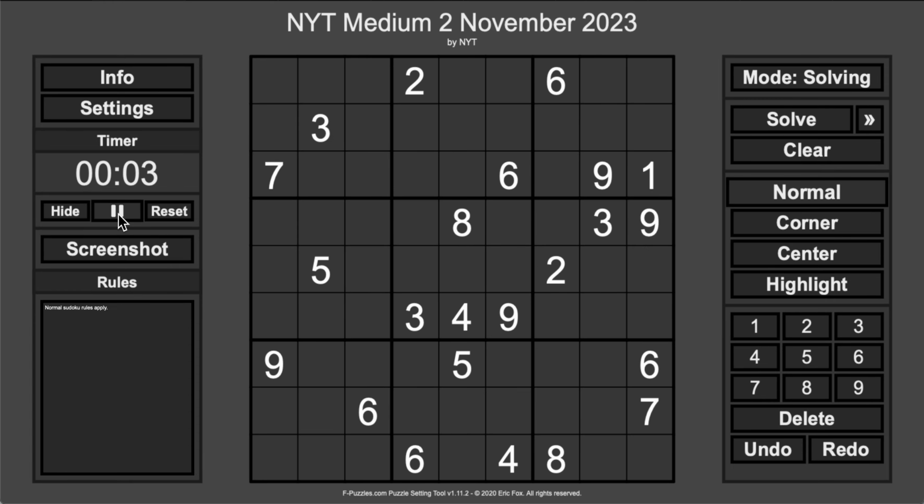And let's give this one a shot, shall we? So, normal Sudoku rules apply. This is one of their medium classics, and that's it.